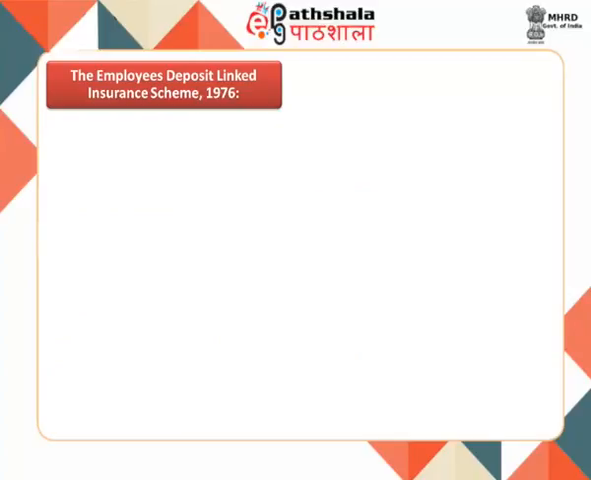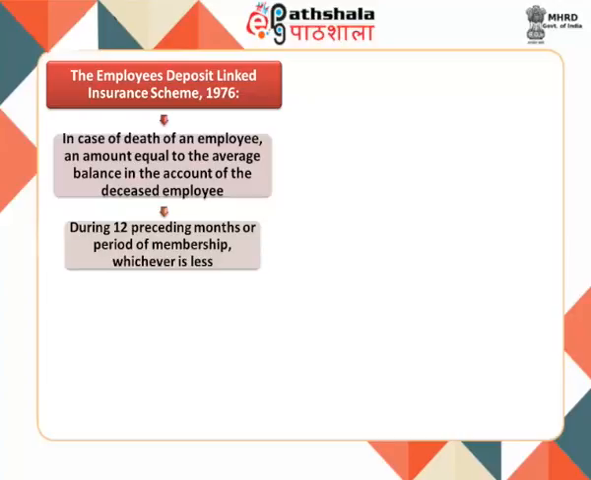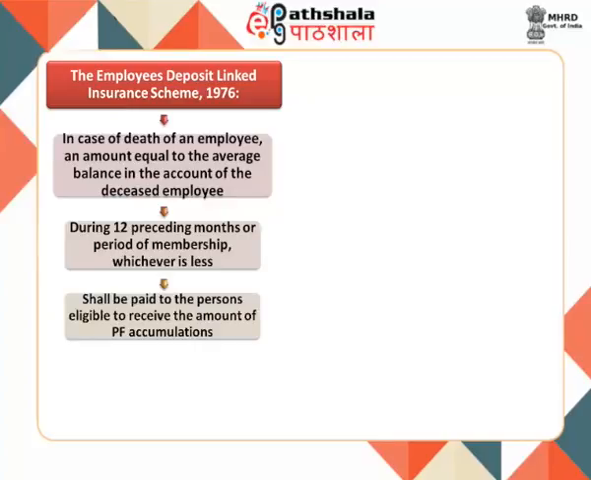The Employees Deposit Linked Insurance Scheme 1976. This scheme provides life insurance benefit to the employees. In case of death of an employee, an amount equal to the average balance in the account of the deceased employee during 12 preceding months or period of membership, whichever is less, shall be paid to the persons eligible to receive the amount of Provident Fund accumulations subject to the limit specified under the scheme.